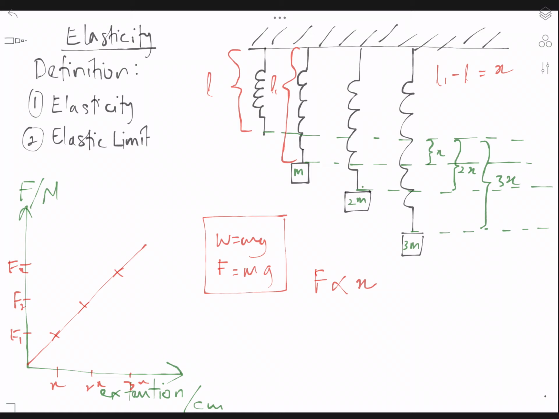But remember, this is the sign of directly proportional. How do you change this sign into equals? In order to change from the directly proportional sign to an equal sign, you must put a constant k. F equals kx. So k here is a constant.